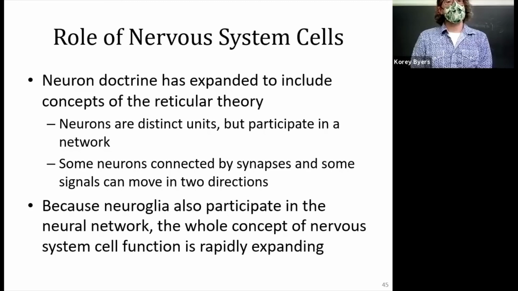And because neuroglia also participate in the neural network, which is a new discovery, the whole concept of the nervous system is expanding, because we know now that it's not just neurons on their own, but the glial cells that hang out around those neurons.